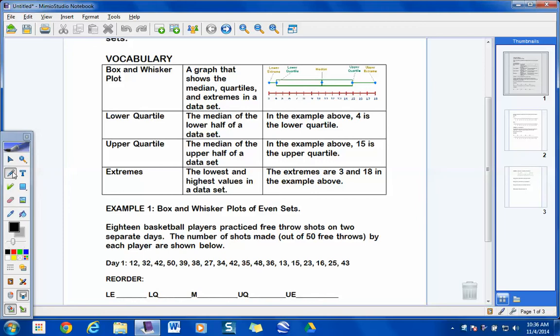So yeah, she's right. It's a graph that shows, first of all, the median. What's the definition of median again? In a data set, it would be the number in the middle. Okay? The quartiles, I'll talk about what that means here. And then we're also going to talk about extremes.